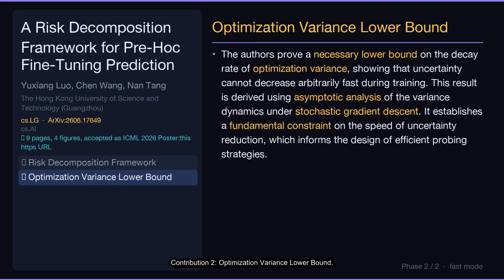Contribution 2. Optimization Variance Lower Bound. The authors prove a necessary lower bound on the decay rate of optimization variance, showing that uncertainty cannot decrease arbitrarily fast during training. This result is derived using asymptotic analysis of the variance dynamics under stochastic gradient descent. It establishes a fundamental constraint on the speed of uncertainty reduction, which informs the design of efficient probing strategies.